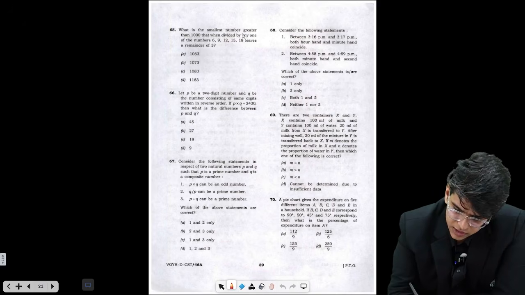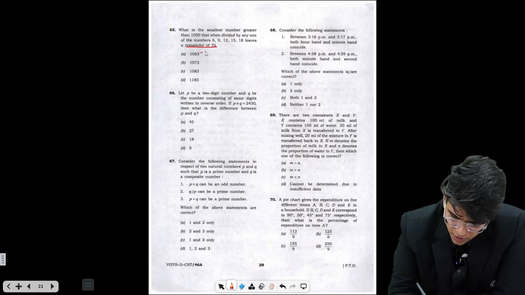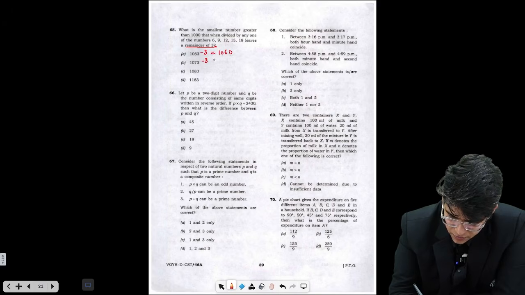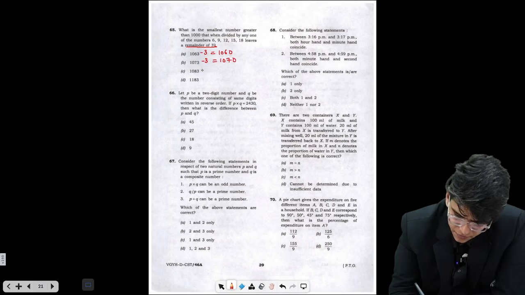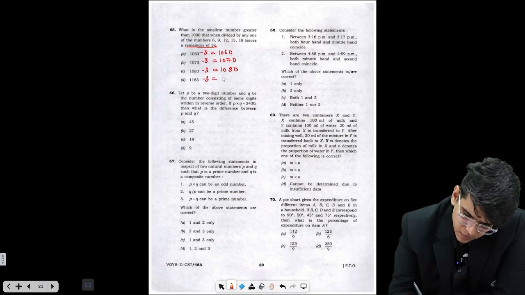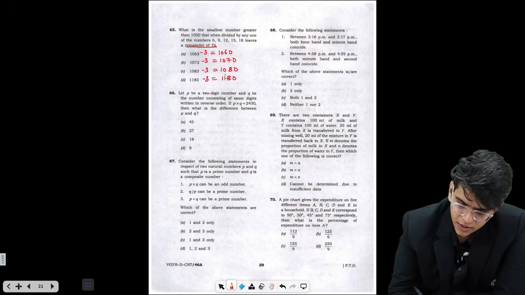What is the smallest number greater than 1000 that when divided by 6, 9, 12, 15, 18 leaves the remainder 3? First of all, remove the remainder. You will get 1060, 1070, 1080, 1180. Now the number is divisible by 6, 9, 12, 15, 18.